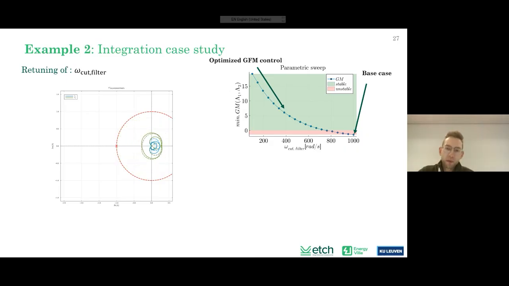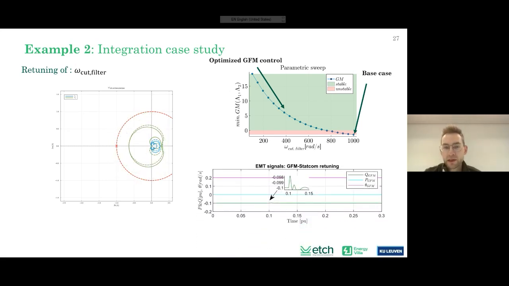And then with optimized grid forming control, with a cutoff frequency around 400 radians per second, you see that the system is stable. So again, power impedance accurately predicts the stability results you also see in EMT simulations.